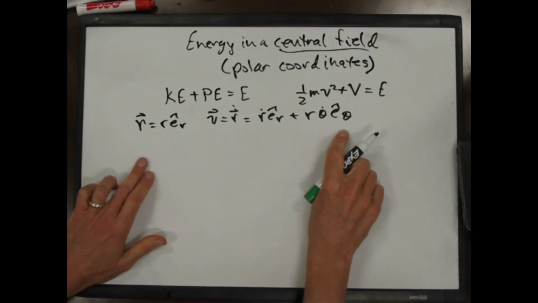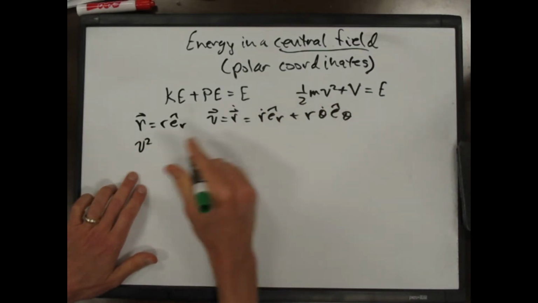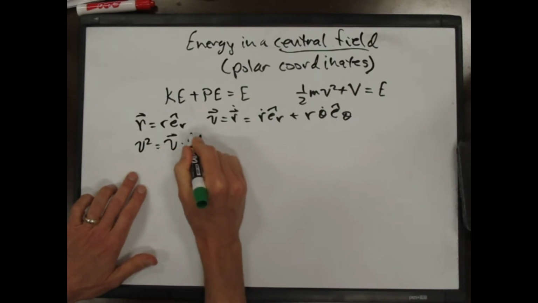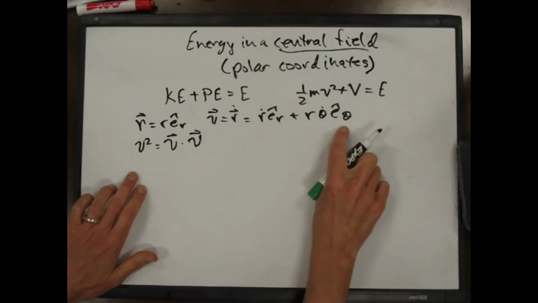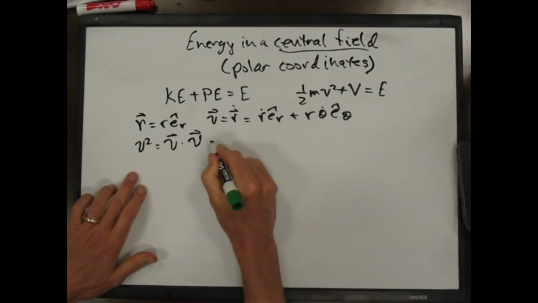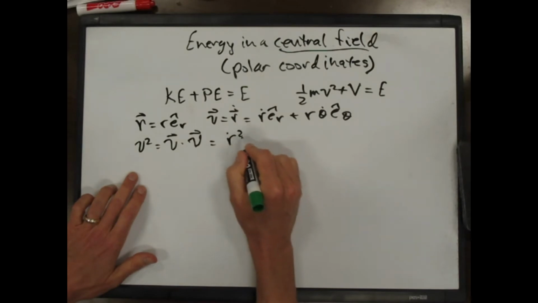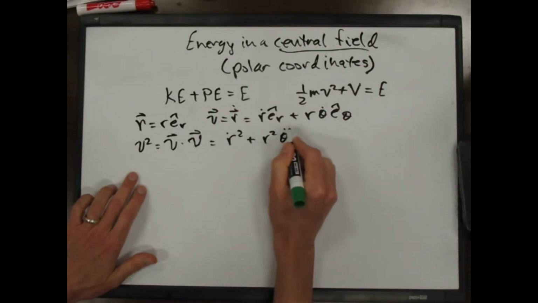And so if we want to calculate v squared for 1/2 mv squared, we can just take v dot v, like that. Dot product that with itself, e hat r and e hat theta are perpendicular, and so this is just the square of the individual terms, which is r dot squared plus r squared theta dot squared.